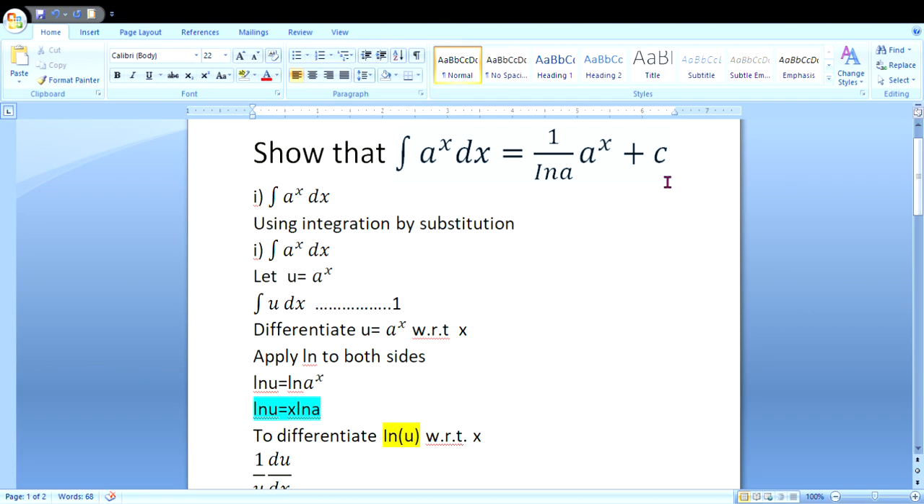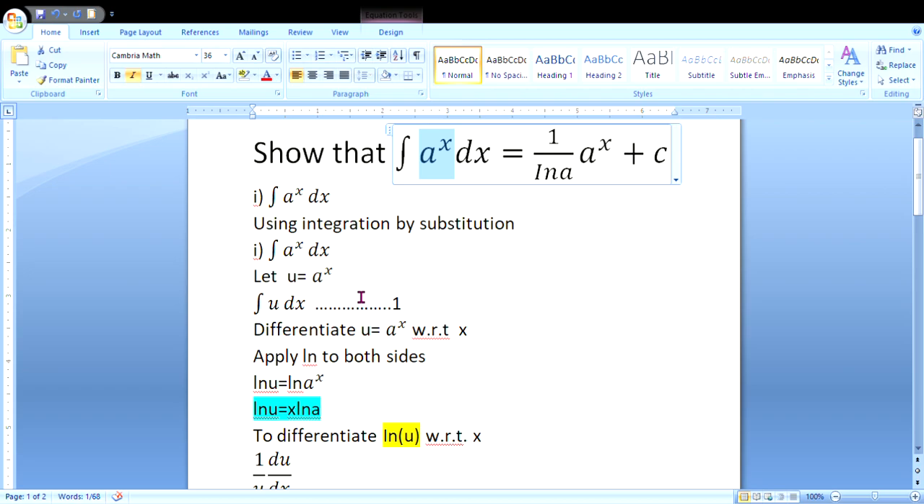Here we try as much as possible to find an appropriate technique that can produce the desired result. Given this question, the appropriate technique is integration by algebraic substitution. First of all, we let this function, which is a raised to the power of x, be an unknown variable.